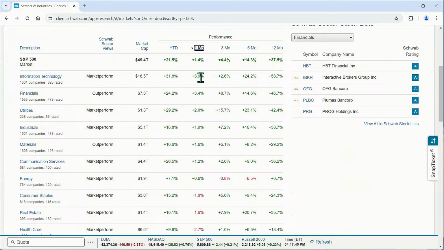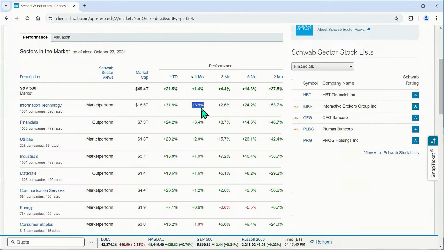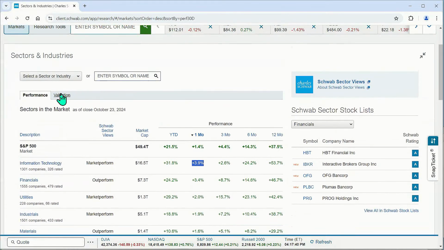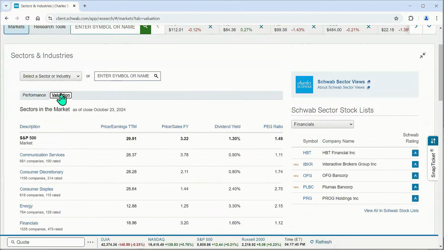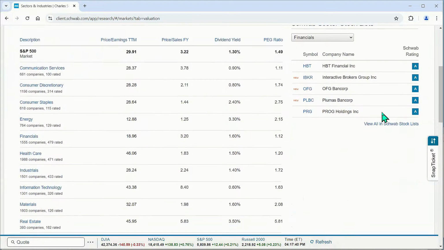And we can see our top rated in terms of performance here is information technology. Okay, so in terms of valuation measures, they're probably not going to be as cheap or inexpensive as certain other industries, just because it's IT. We'll have to wait and see. But the last month, it's been quite strong, up almost 4% over the past month. Let's go to valuation here.